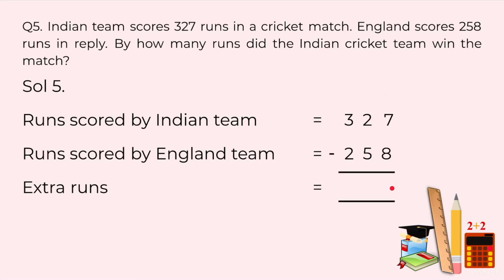Looking at the ones column, 7 minus 8, we cannot do that. So, we will cut 2, write 1 on top, cut 7, write 17 on top. From 17, we can subtract 8. We get 9. Now from 1 we cannot subtract 5, so we will cut 3, write 2 on top, cut this 1, write 11 on top. From 11 we can subtract 5. When we subtract we get 6 as answer. So we write 6 here. Then 2 minus 2 will give us 0. So Indian team has won by 69 runs.